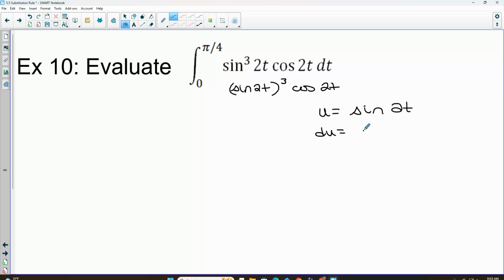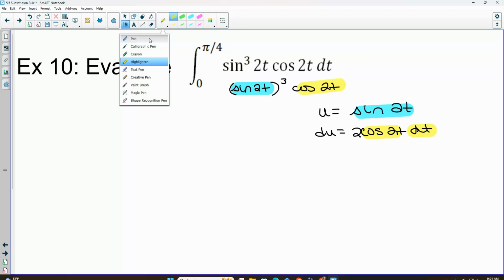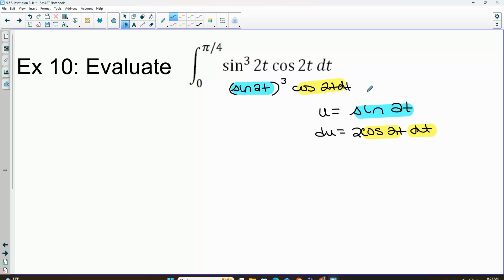Derivative of sine is cosine. Angle stays the same, times the derivative of the inside. Derivative of 2t is 2. I'm going to get a dt. So if I'm looking at this, I need the sine of 2t. I need the cosine of 2t dt, but I do not need the 2. So divide that over, so 1/2 du is cosine 2t dt.